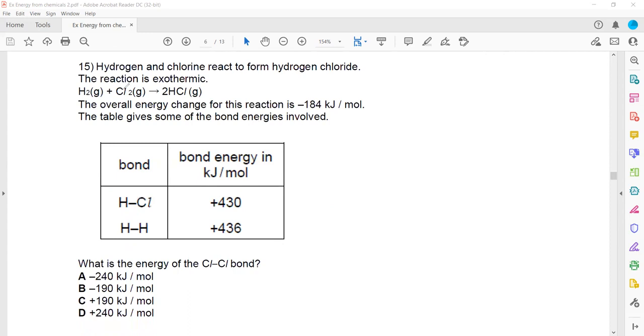In this question, hydrogen and chlorine react to form hydrogen chloride and the reaction is exothermic. An exothermic reaction means it releases energy, so the energy change will be negative. H2 plus Cl2 gives 2HCl and the energy change is minus 184. What is the energy for the chlorine-chlorine bond? H2 means hydrogen-hydrogen, Cl2 means two chlorine atoms bonded, and 2HCl means two molecules of HCl are there. So the reactant side is bond breaking.